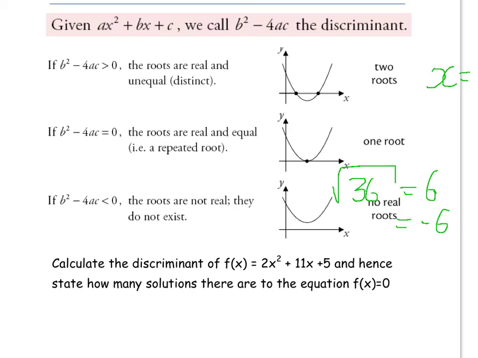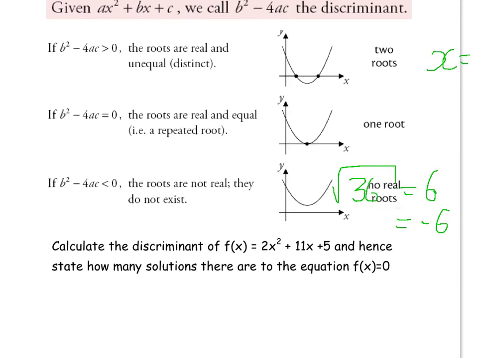So the discriminant is to do with this part here, the b squared minus 4ac. If b squared minus 4ac is greater than 0, we say there are two real roots, two distinct real roots, and they are unequal, so they're not the same. If b squared minus 4ac is equal to 0, we say there is one repeated root, and if b squared minus 4ac is less than 0, we say the roots are not real, they do not exist, and we could be asked to do that in an exam.